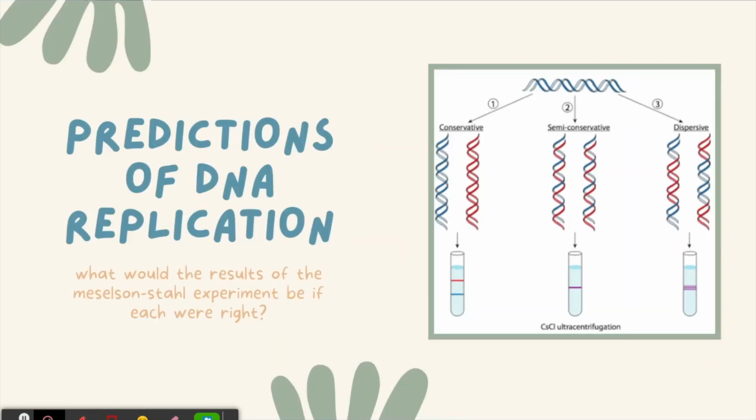So, predictions of DNA replication. The Meselson Stahl experiment was designed in order to see how DNA would replicate, and there were three predicted outcomes: conservative replication, semi-conservative replication, and dispersive replication.